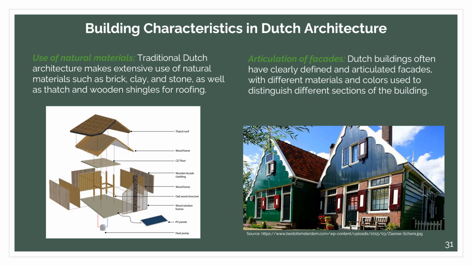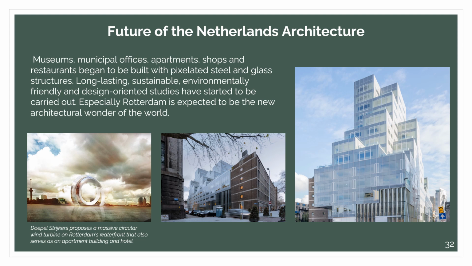Use of natural materials. Traditional Dutch architecture makes extensive use of natural materials such as brick, clay, and stone, as well as thatch and wooden shingles for roofing. Articulation of facades. Dutch buildings often have clearly defined articulation of facades, with different materials and colors used to distinguish different sections of the building.